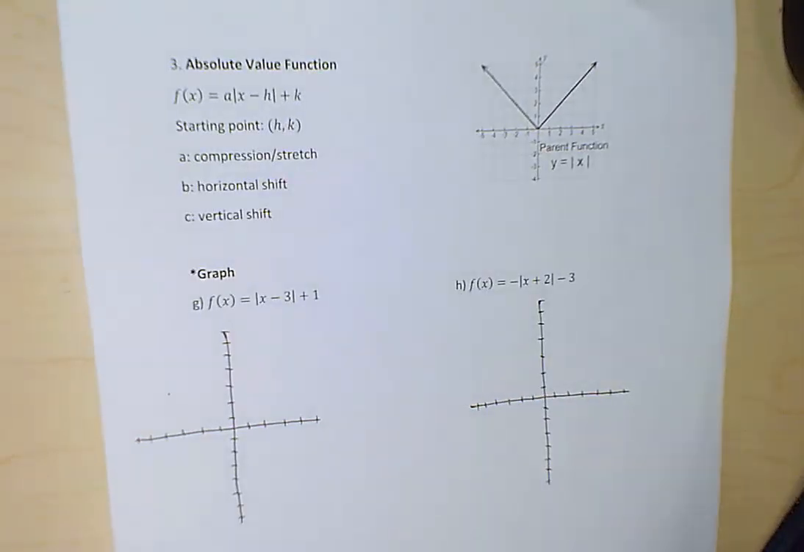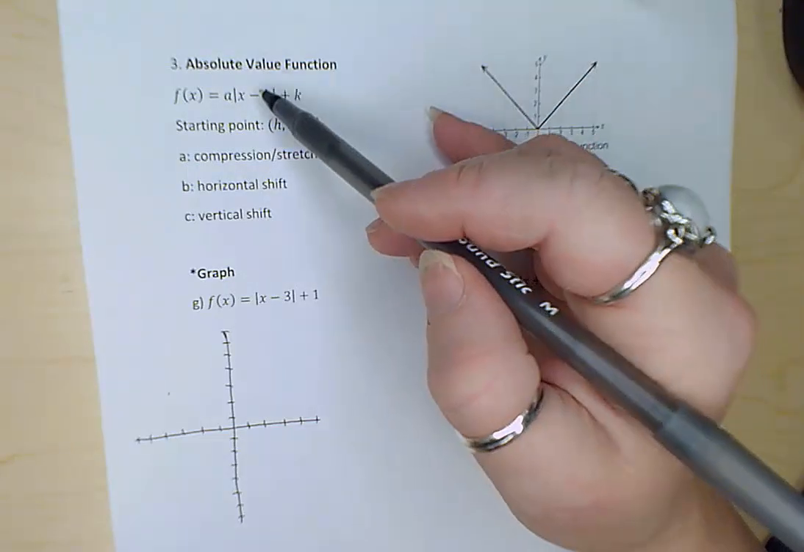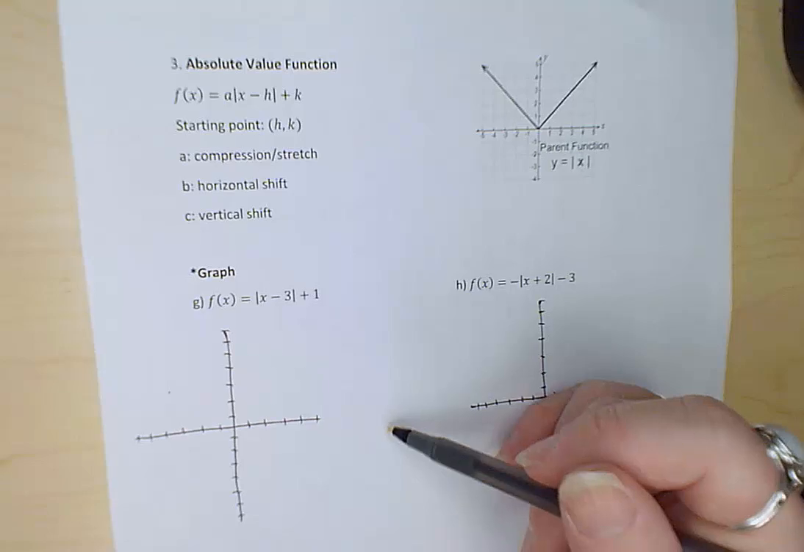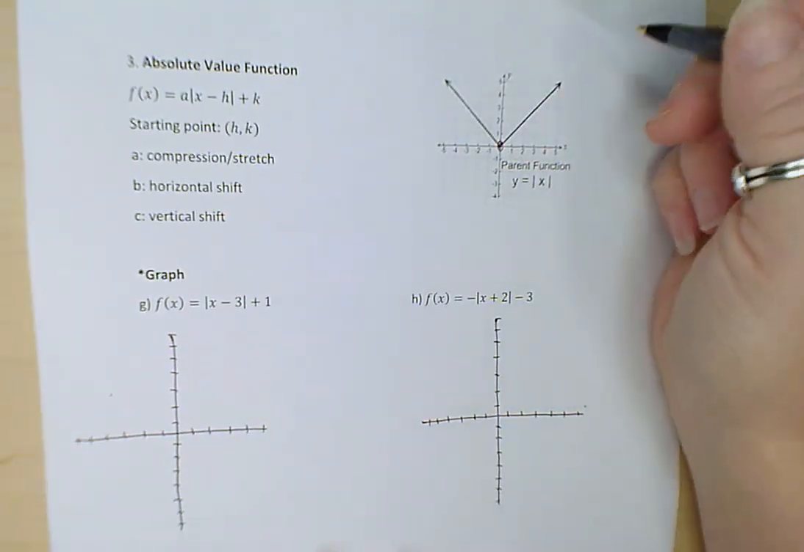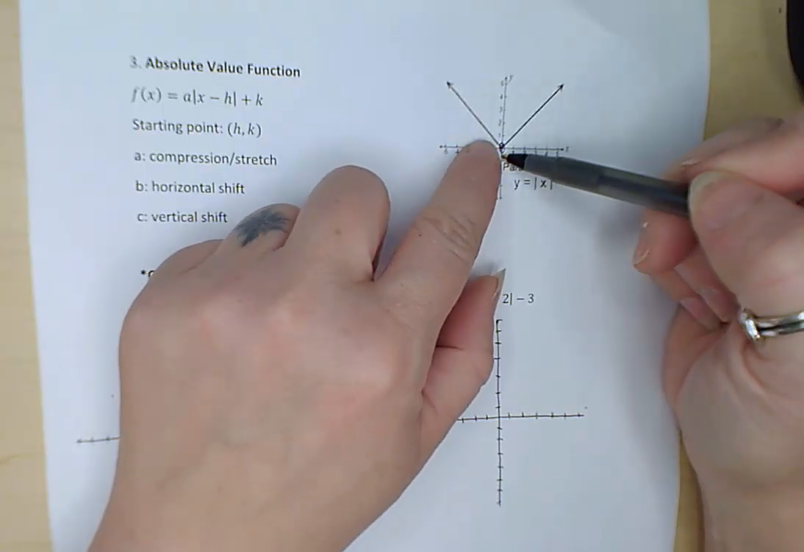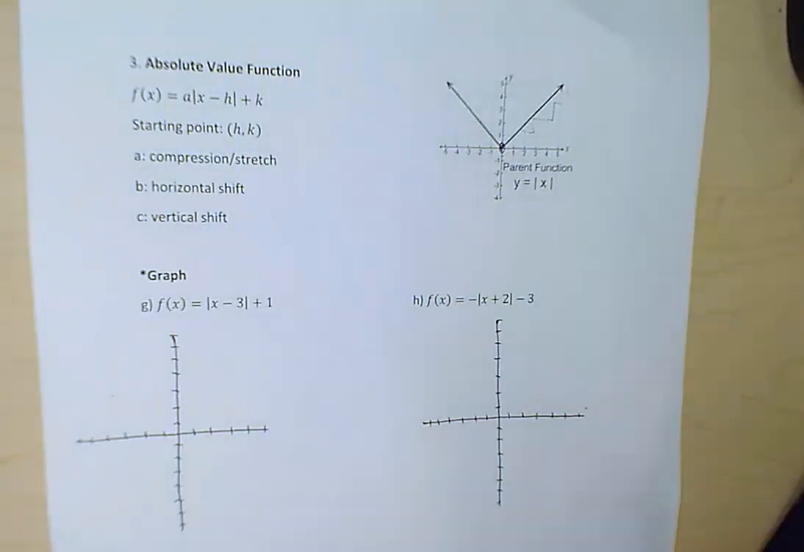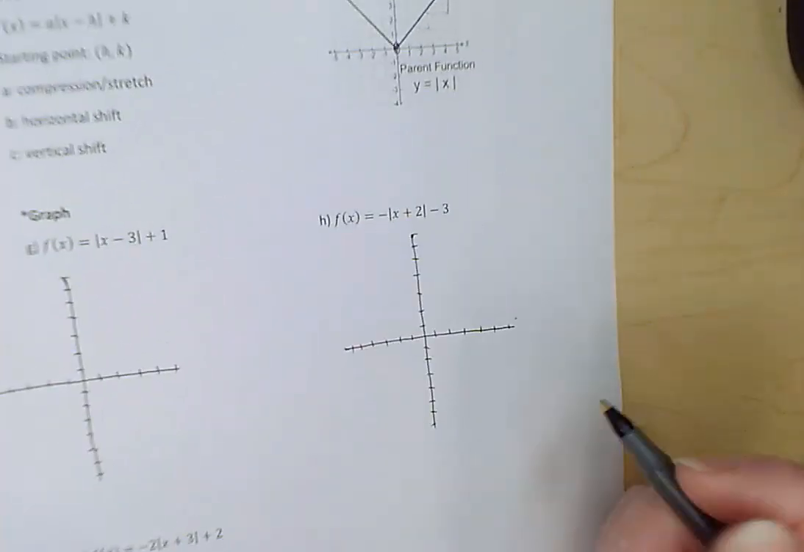Absolute value function. So the absolute value function, again, looks very similar. A in front, x minus h on the inside of our absolute value, plus k. The basic points of the parent function here are going to start at 0, 0. And then everything from there is going to go out 1, over 1, out 1, over 1, out 1, over 1 in either direction. So let's jump straight into this here.